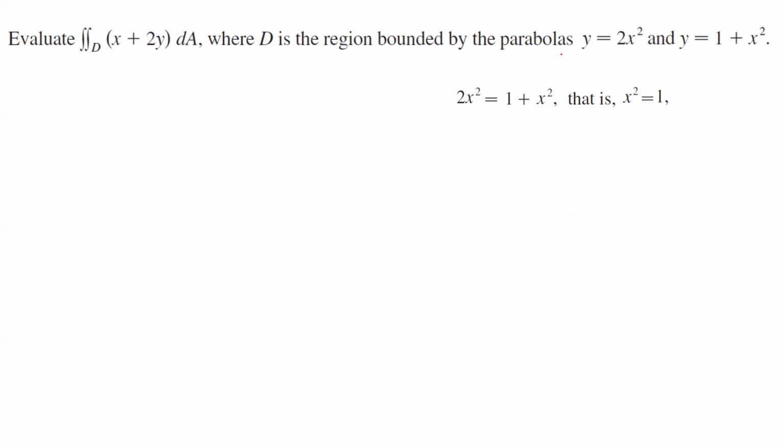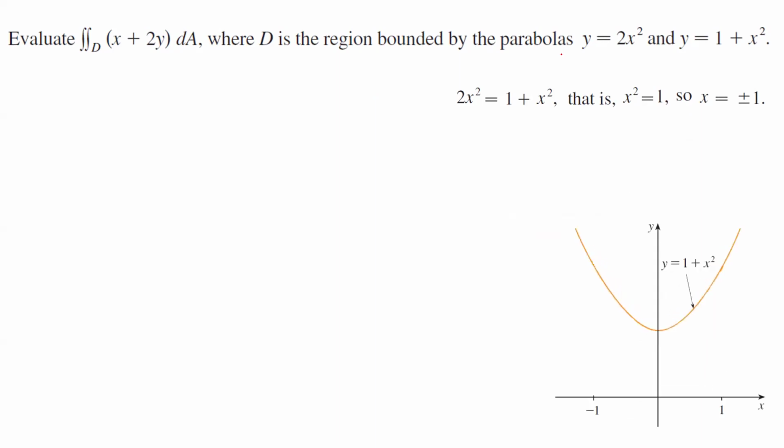What's the meaning of that? It means that your x is equal to plus or minus 1. So these two parabolas are intersecting at 1 and negative 1. This is the graph of y equals 1 plus x squared, and the graph of 2x squared is down here. And this is the intersection between these two graphs. At negative 1 and at 1, you have intersection. And this is the region where the ceiling is x plus 2y.